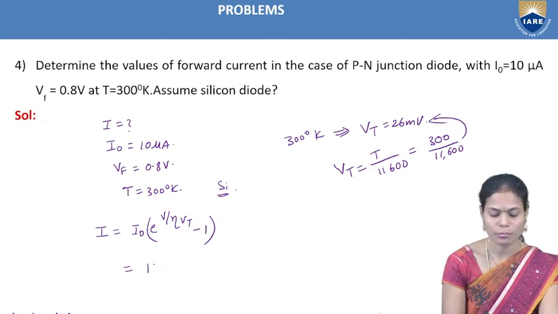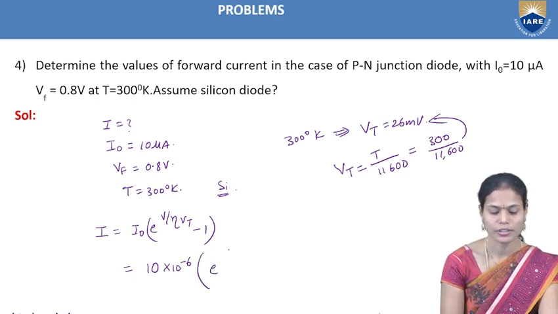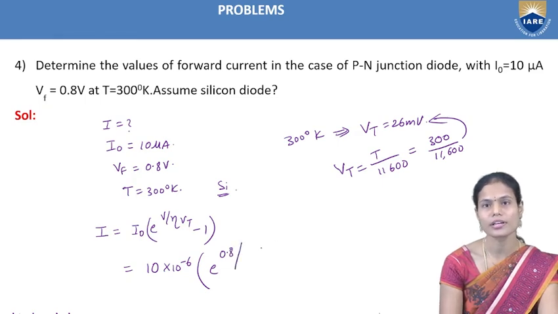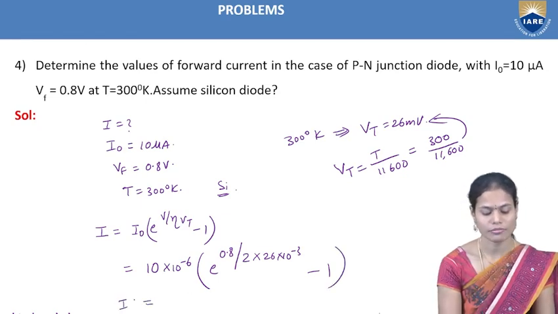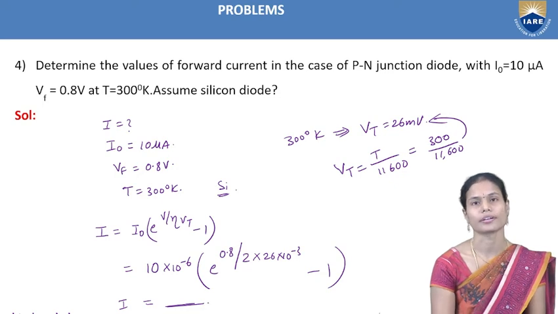So I naught is 10 microamperes, so 10 into 10 power minus 6 into e power Vf, which is 0.8 volts, and it is a silicon diode, so the eta value is 2, into Vt, which is 26 into 10 power minus 3, minus 1. So if we simplify this, we will get the forward current of the diode.